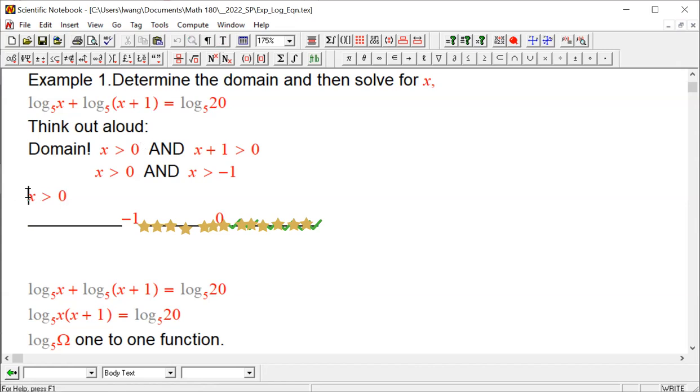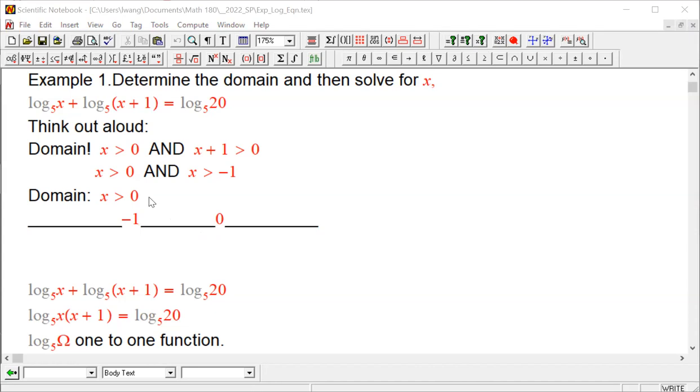So the final domain is, and we need to come back to look at this condition, because the solution has to satisfy this condition. Let me give it a try to see if I can graph this better. Okay, just give me a little time.